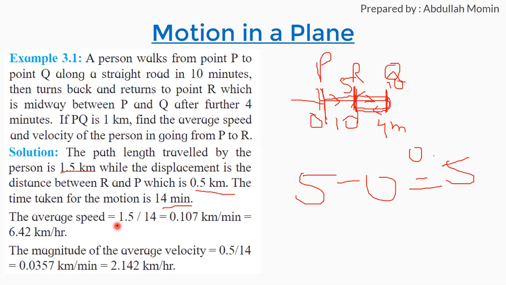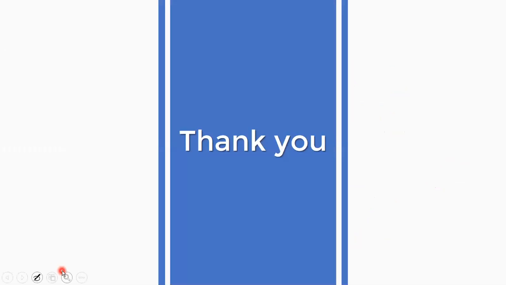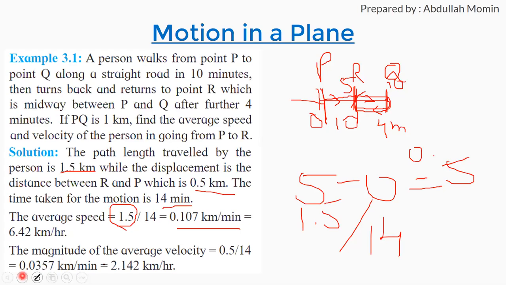So the average speed is total path length covered, that means 1.5 divided by total time 14. So this will be 0.107 kilometer per minute. And the magnitude of average velocity is 0.5 divided by 14. So this is the average velocity, which can be written in kilometer per minute or kilometer per hour.